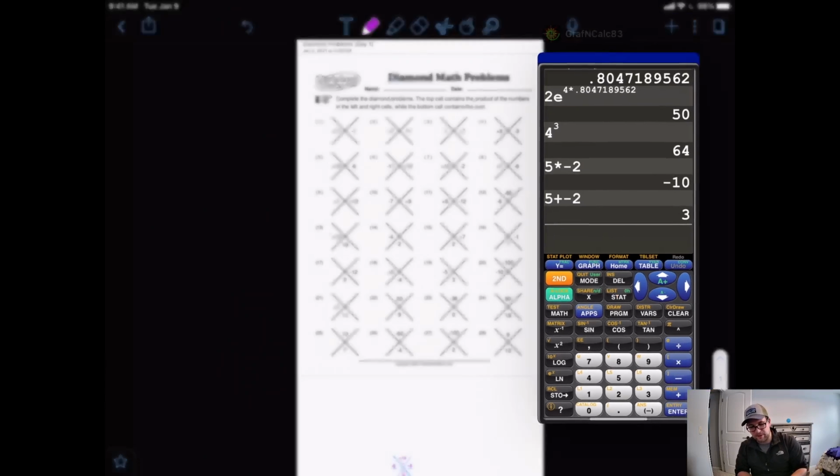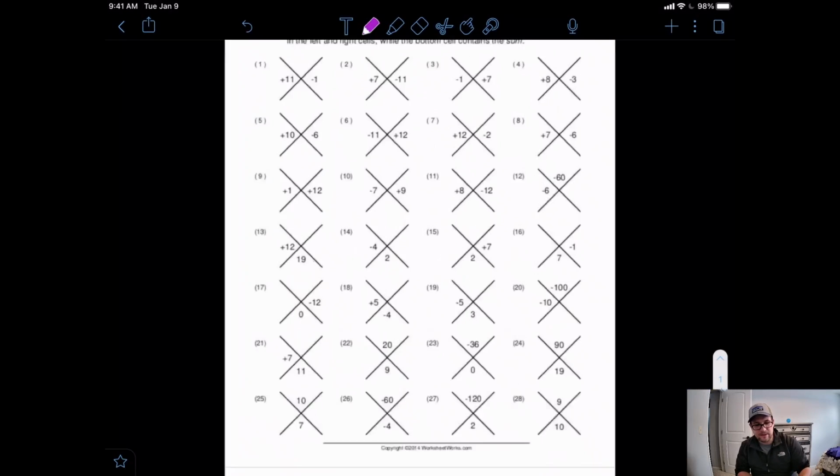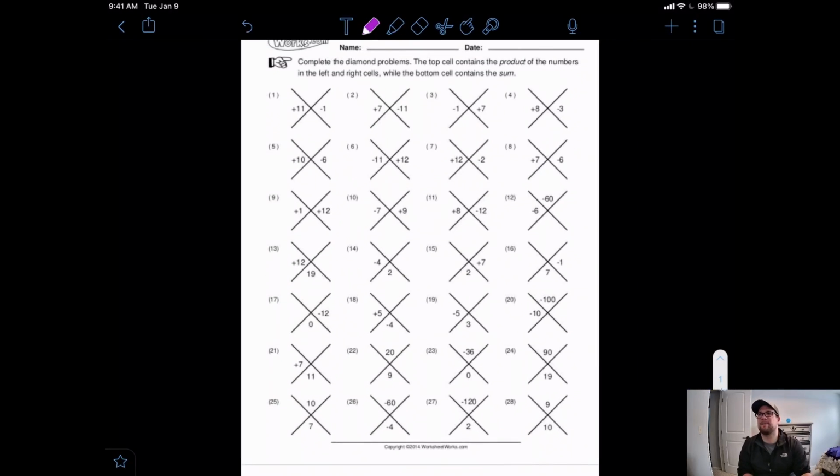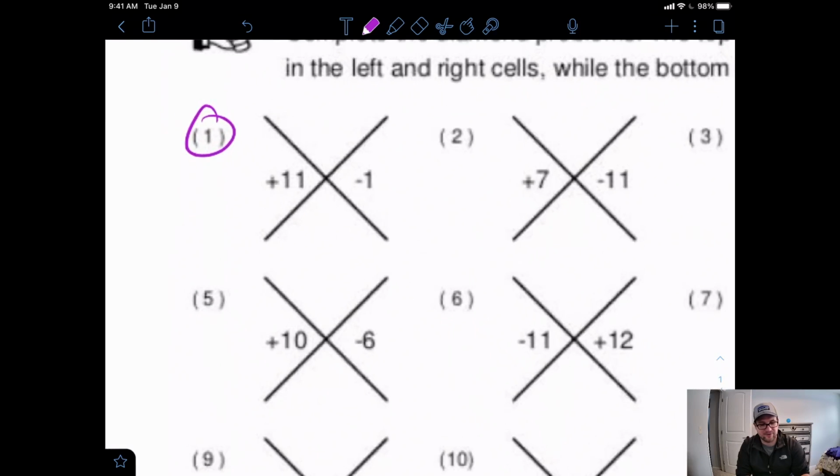Now, I know there's a bunch of problems on here. I'm not going to do all of them, and I'm not going to make you do all of them for homework. We're just going to kind of jump around a little bit and pick and choose problems that look interesting. So let's do problem number 1 together right now.